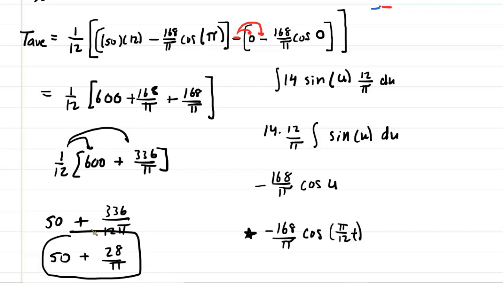And then you could punch that into a calculator to get an approximate value. And if you did that, it's about 58.9 degrees. And they measure temperature in Fahrenheit. So that would be an approximate answer to the question.